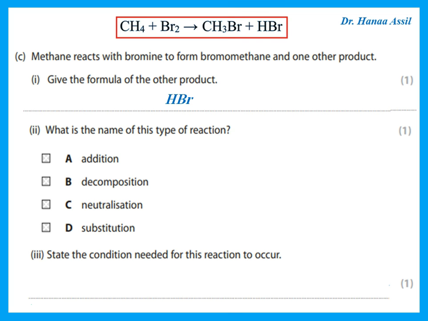Now, what is the name of this type of reaction? You should know that this is called a substitution reaction. So alkanes with halogens do substitution reaction. What is the condition for substitution reaction of alkanes? UV light, ultraviolet radiation.